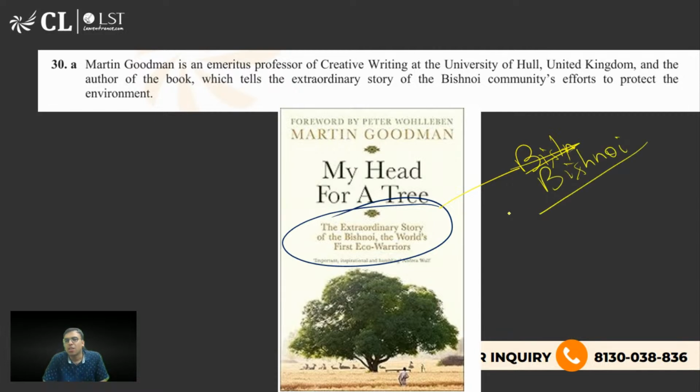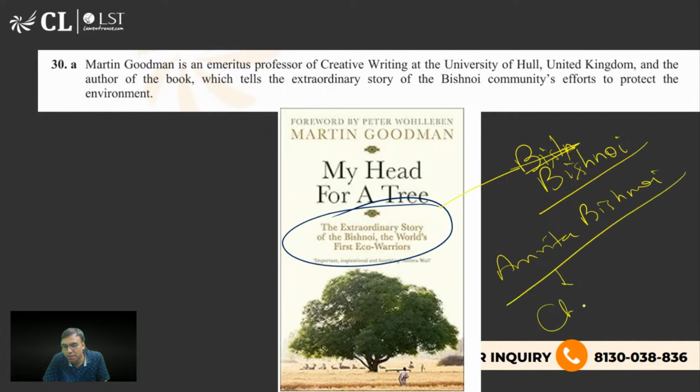Okay. So there is an Amrita Bishnoi award also given. I'm sure you must have heard, because they were the original ones who brought the concept of the Chipko movement. In the 16th, 17th century, so almost 300-400 years back in the state of Rajasthan, when a local king had ordered to cut the trees, Amrita Bishnoi and others went and hugged the trees to protect them.